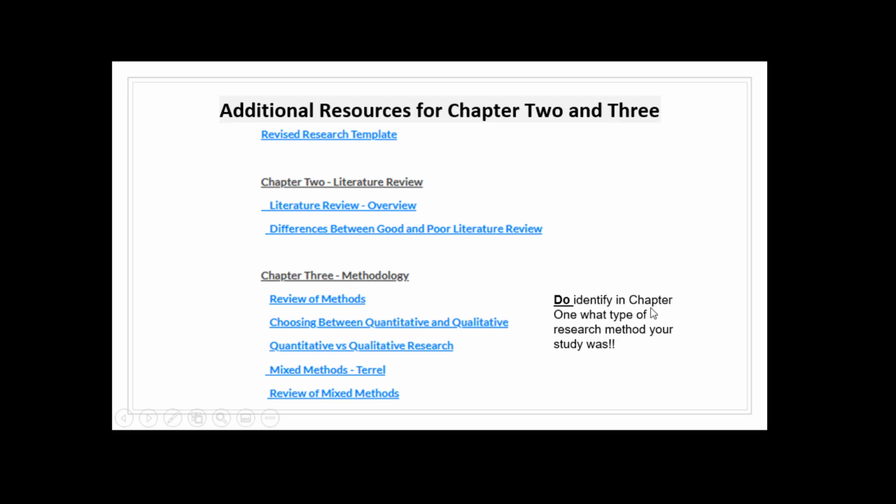Go back into your chapter 1. You need to identify right away in your chapter 1 what type of research method your study was. So whether it's a qualitative or quantitative or a mixed method, you need to tell your reader right away in chapter 1. So some of you may need to go back and add that.